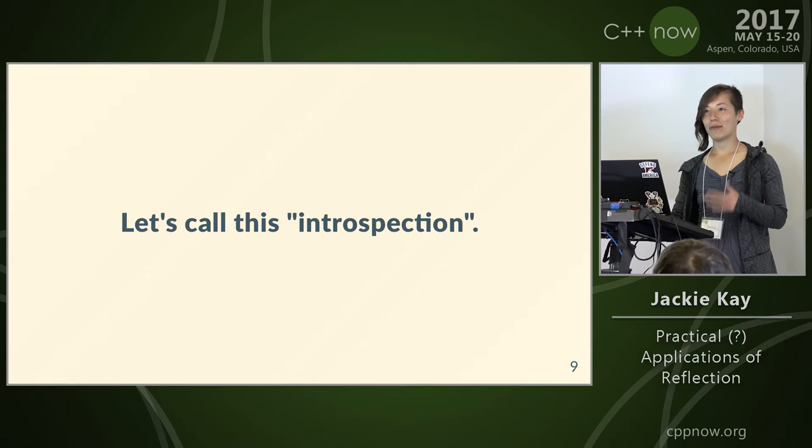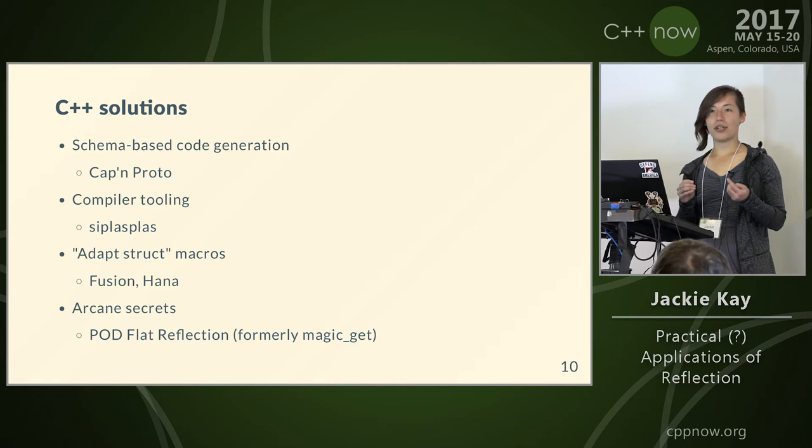First, I'll start with existing solutions. Some people call it IDL, interface description language, or schema-based code generation. You could actually use a compiler or a C++ parser to generate reflection information. You could have a macro, with no external tooling, just using the preprocessor. Or you could use some crazy new stuff. The particular example I'm going to show uses C++17. It's a particular library by Anthony Polukhin.